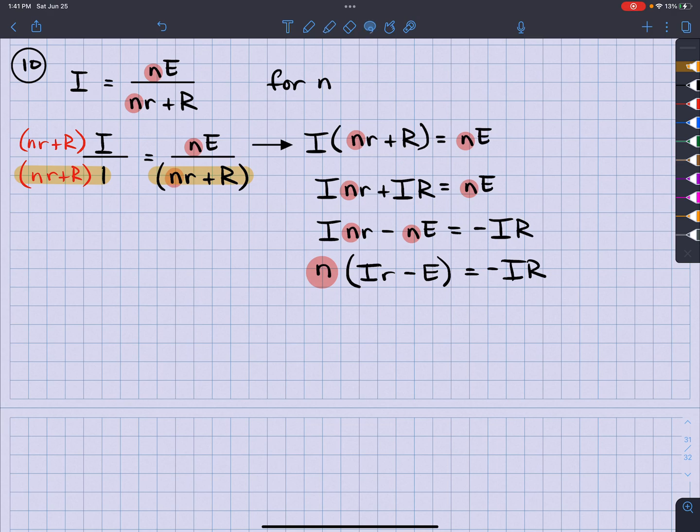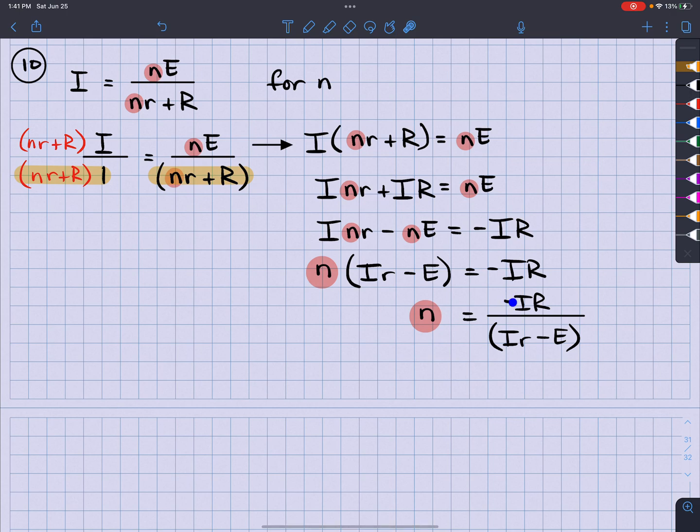So you're telling me that this is going to equal to negative IR over IR minus E. And of course, you're looking at the choice and you're like, I don't see this one. But here is the thing. This is the part you should see, right? I have this negative here.